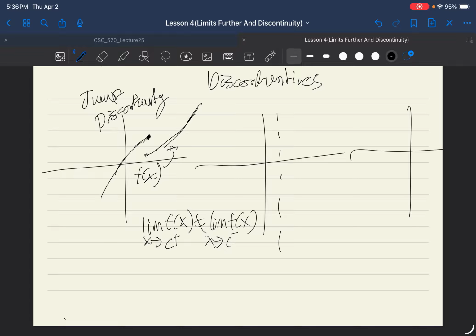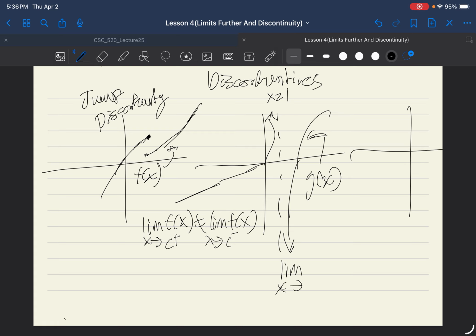Now let's discover infinite discontinuities. Let's say x equals 1. And we'll go up from here, and then let's go down from here, right? We'll call this function g of x. Reason this doesn't work is because the limit as x approaches c is infinite. So that means that f of c doesn't exist. And that's what makes it an infinite discontinuity, because it's going to infinity.